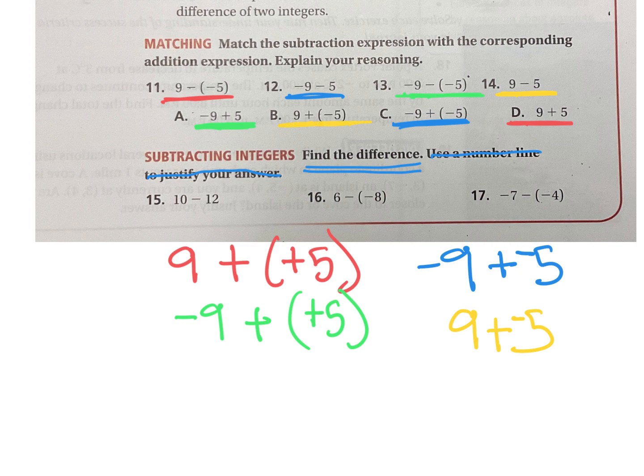Okay. Now for 15, 16, and 17, I'll just tell you the answer, and you can see if you got it correct. If not, you can ask me about it later. Number 15 is a -2. Number 16 is a +14. And number 17 is a -3. Okay? Those are your answers. Let me know if you have any questions about those.